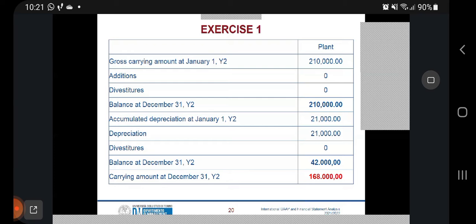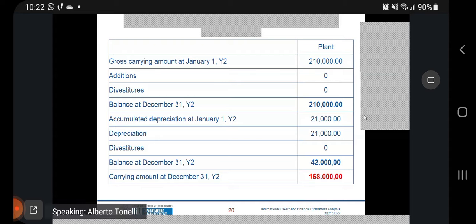And then, in order to compute the net carrying amount at the 31st December year 2, you have to do 210 minus 42,000, which is equal to 168. This is the value of the plant that will appear at the 31st December in the balance sheet, asset side. Is it clear?